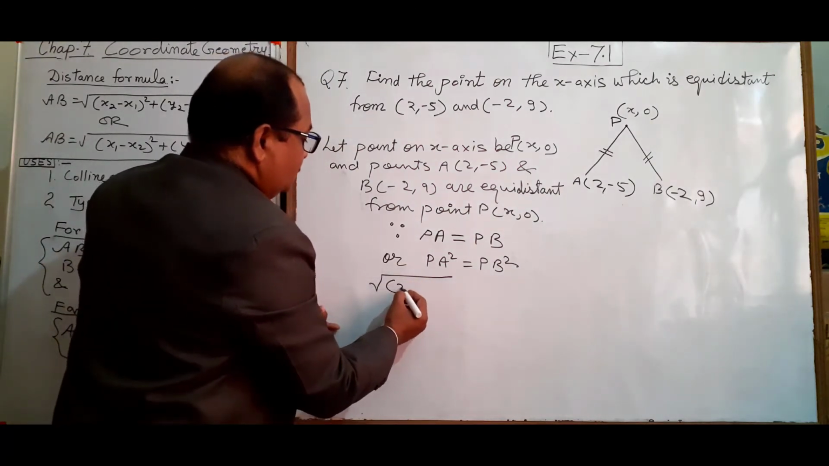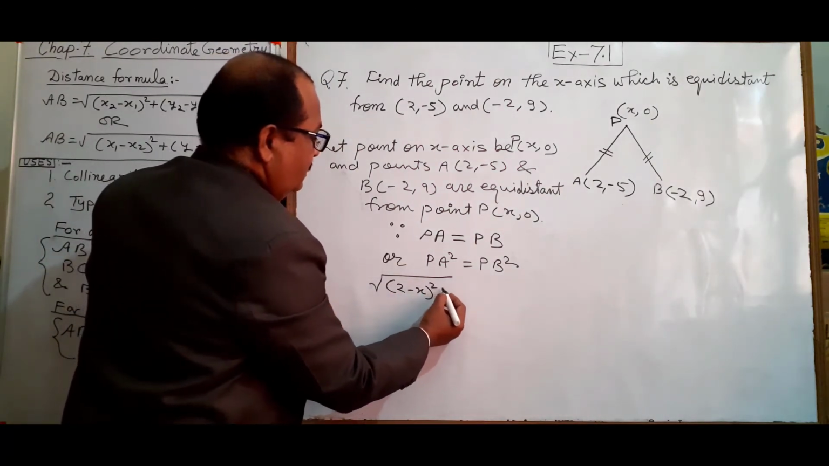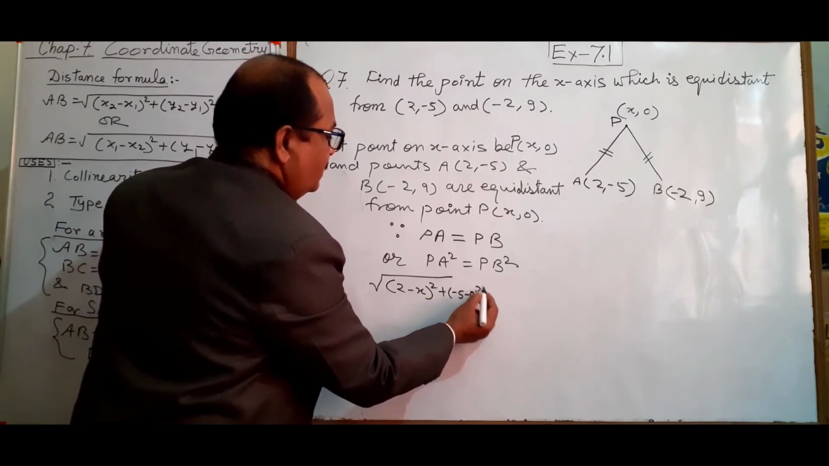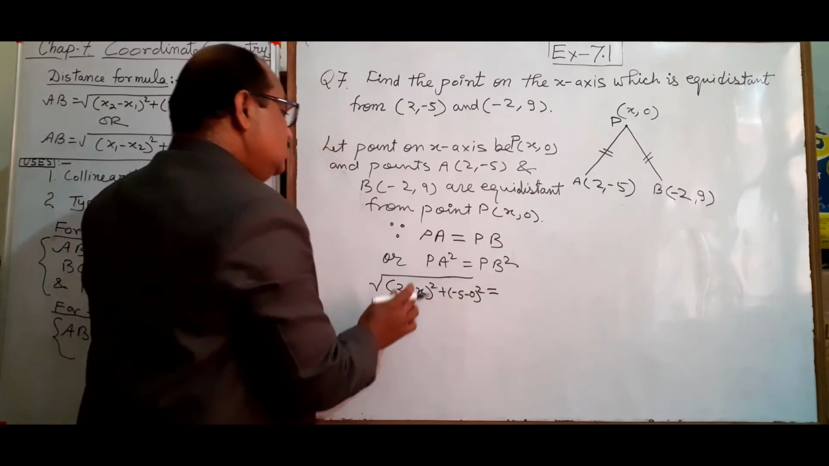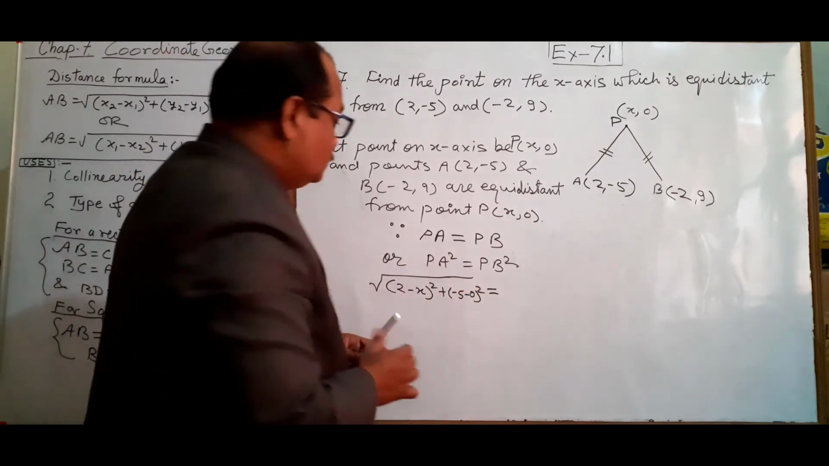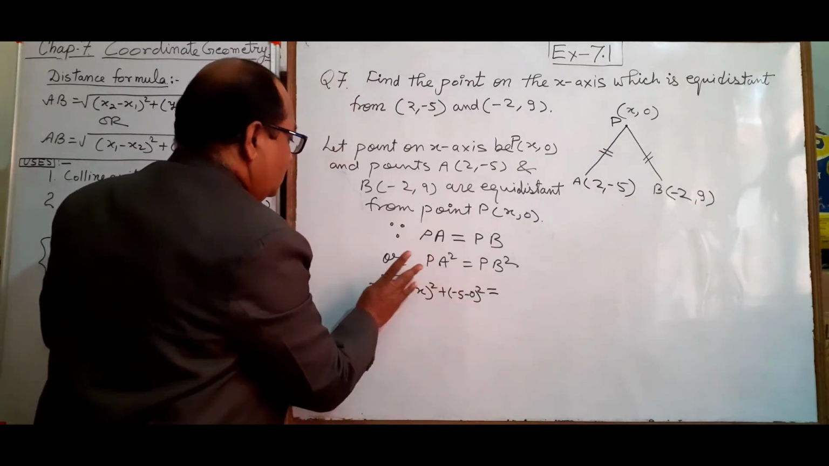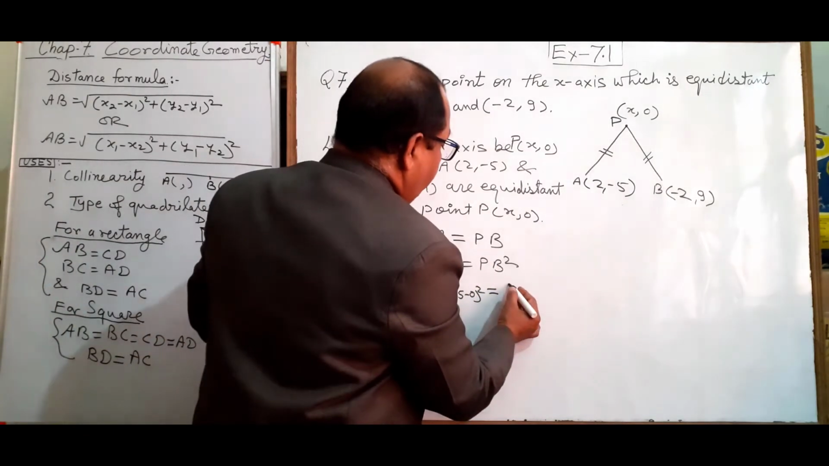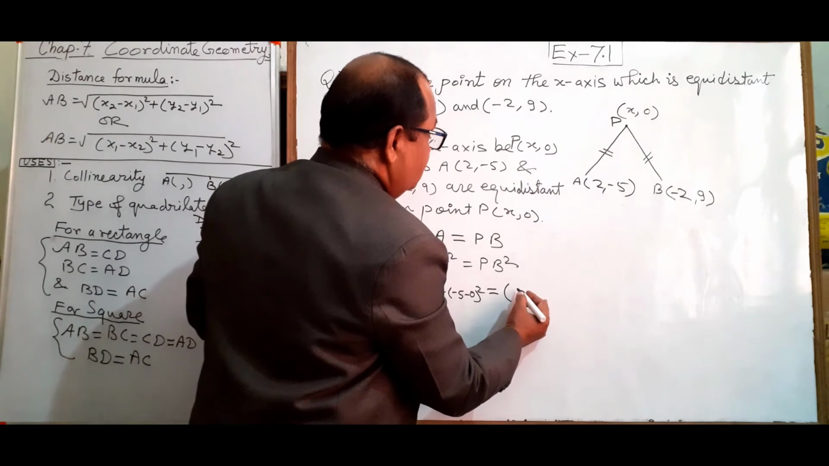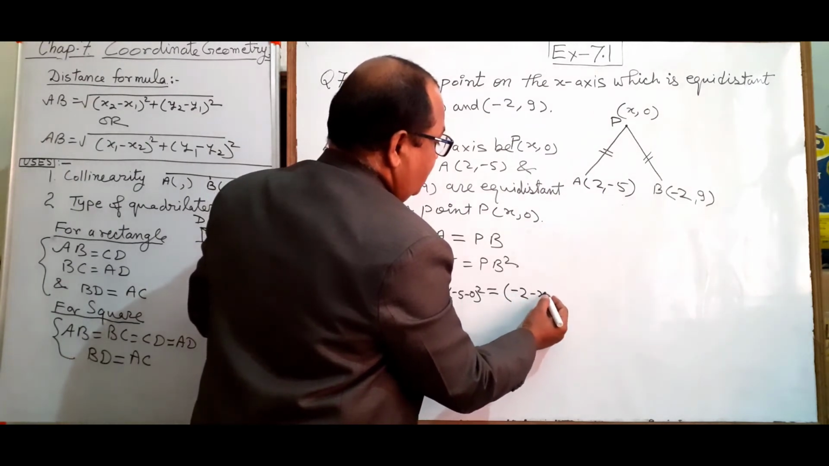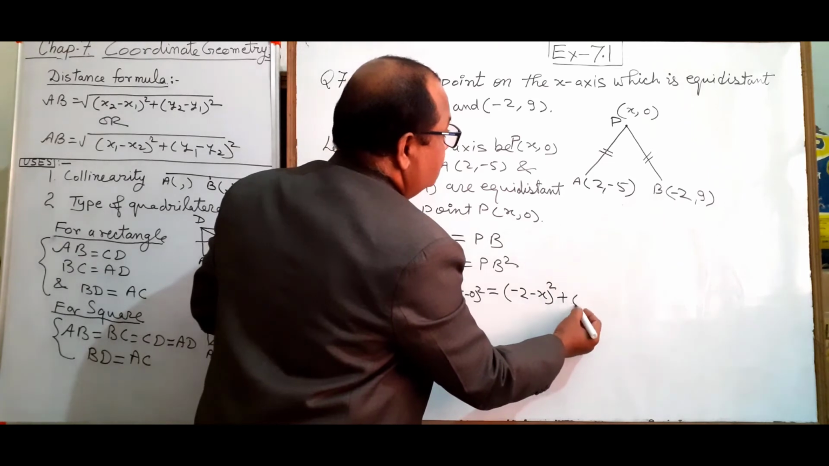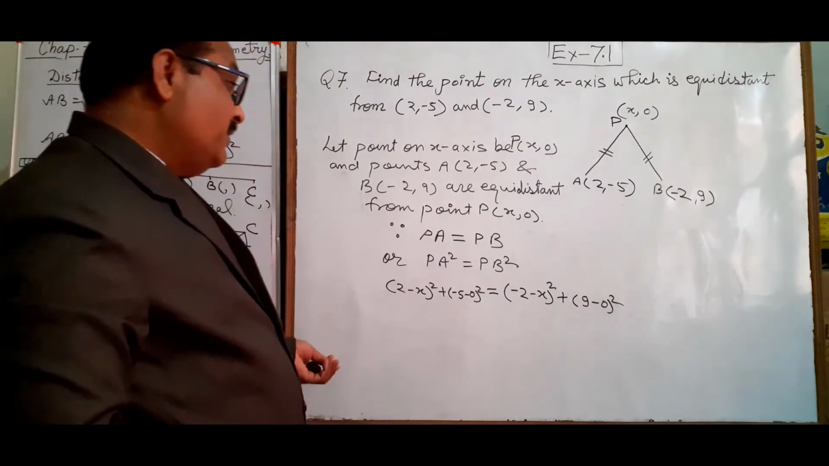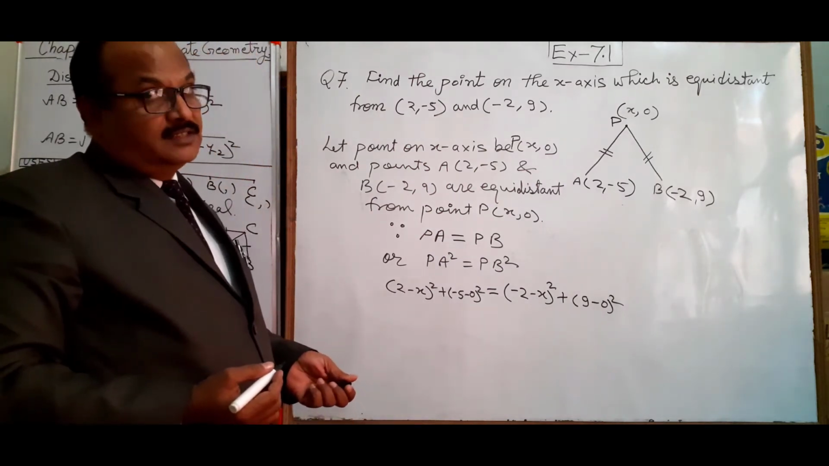(2 minus x) whole square plus (minus 5 minus 0) whole square is equal to, you can see I squared here, so we will not use this under root sign because I already squared it. So PB, you can see PB is (minus 2 minus x) whole square plus (9 minus 0) whole square. Now we can simplify it to get the value of x.